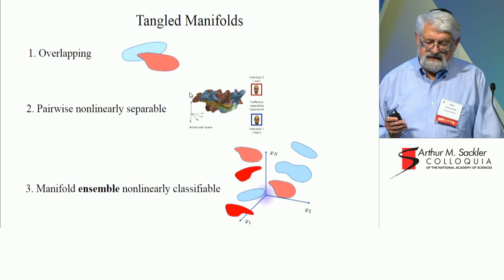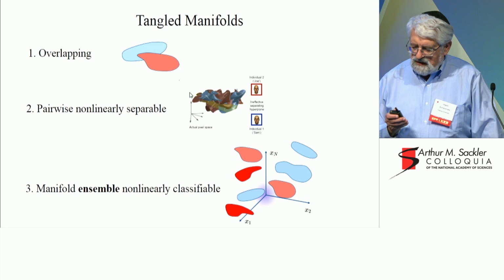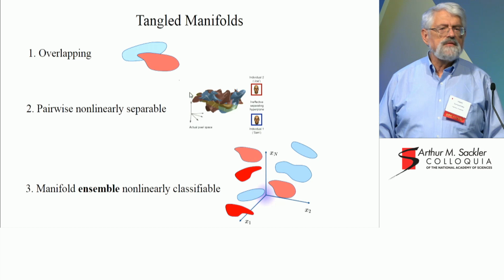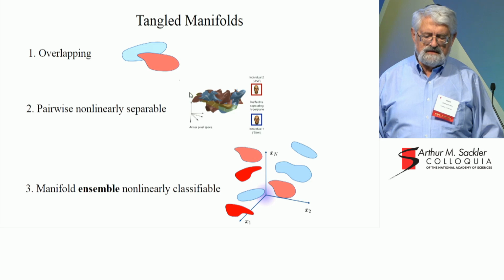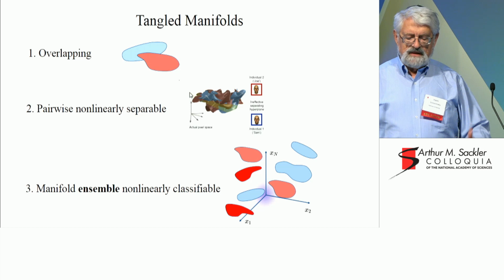So what is the idea of a tangled manifold? There are many pictures, but very few definitions. Let me go through three possibilities. One possibility is that two manifolds overlap each other. If they overlap, then there is ambiguity, so no reformatting can disentangle them. That's one possibility. The other, suggested by this picture, is that they are in principle separable, non-linearly separable, but not by a simple linear separator.